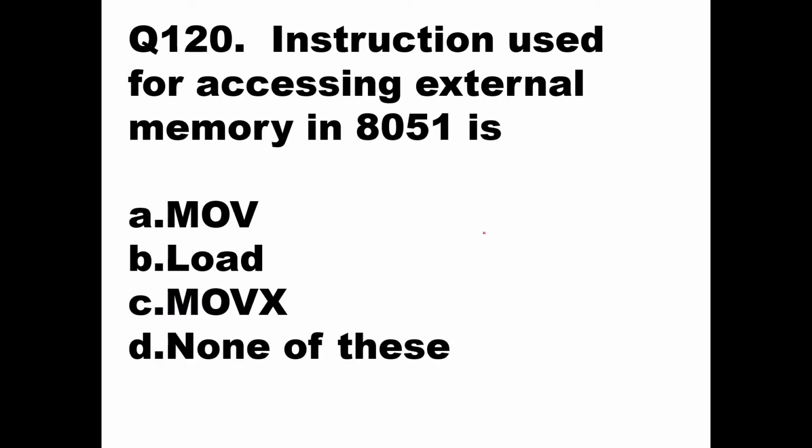Then we'll go to the next question, question number 120. The instruction used for accessing external memory in 8051 is which one? The options here are MOV, load, MOVX, and none of this. MOV is used for internal memory, when you want to copy data from one register to another register, or one location to another register, or immediate data to another register, anything. But when you use MOVX, the X indicates that you are accessing external memory. So here the option will be option C, MOVX. MOVX is the instruction used for accessing external memory in 8051.